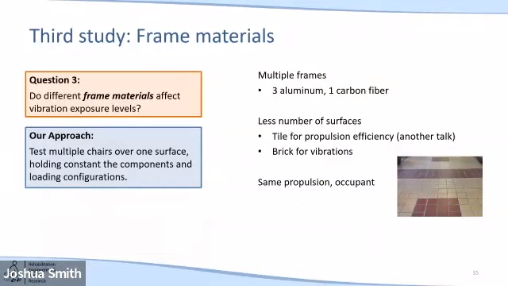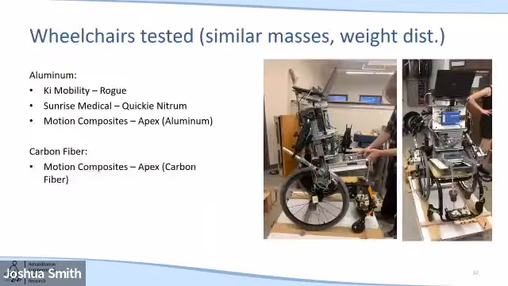So now I'm going to jump right into the last study. We wanted to assess how aluminum versus carbon fiber could affect how much vibration went through a frame and got to the top of the cushion into the user. We wanted to do the same type of testing, but streamline it a little bit and only focus on one surface, bricks, and use 3 different aluminum frames and 1 carbon fiber frame with the same exact components on each one. So these are the frames that we tested.